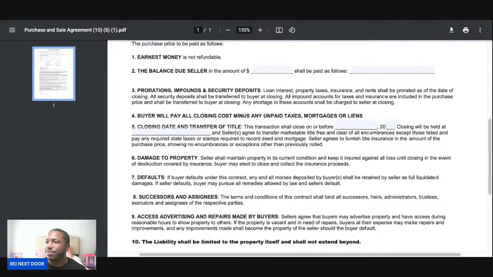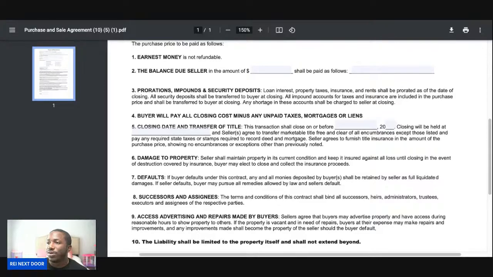All security deposits shall be transferred to the buyer at closing. So this security deposit that person is renting, let's say you put a deposit on your apartment for $1,000, that's going to be transferred to the buyer at closing. All impounded accounts for taxes and insurance are included in the purchase price and shall be transferred to the buyer at closing. So all the different accounts attached to the property are going to be transferred to the buyer at closing. Any shortage on these accounts shall be charged to the seller. So if the seller is behind a certain amount on the insurance or the taxes or all this other stuff, then the seller has to pay anything they're behind on that's attached to the property.